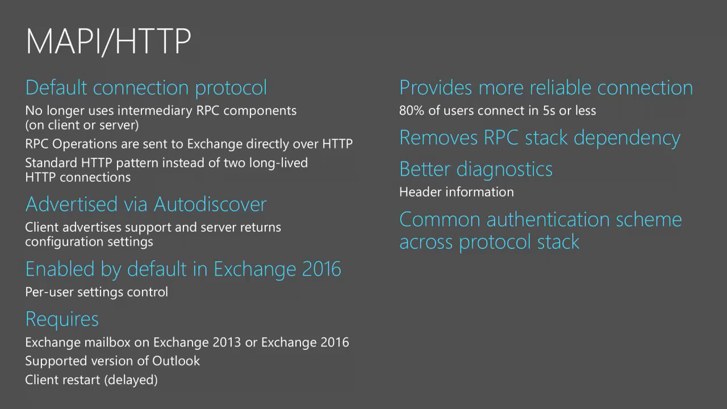It is advertised via Autodiscover. So the client, when it does its Autodiscover request, advertises to the server that it supports MAPI over HTTP, and then the server sends down the appropriate configuration information. And then at that point, Outlook will switch from presumably using Outlook Anywhere to MAPI over HTTP after the next restart. We decided not to force the issue. So once Outlook gets the settings, it's going to change on its next restart.